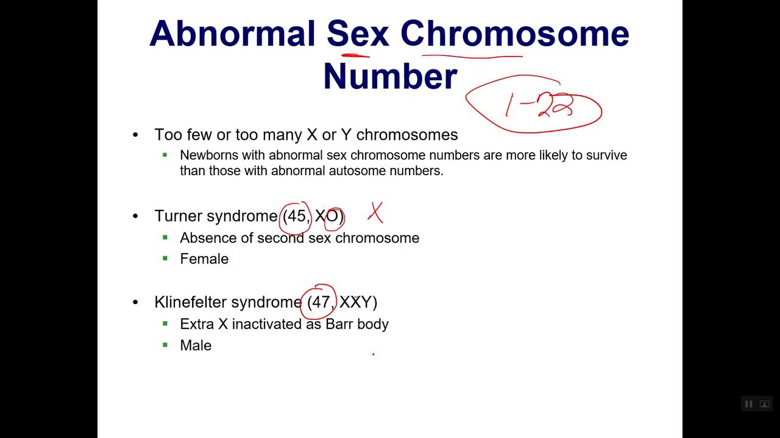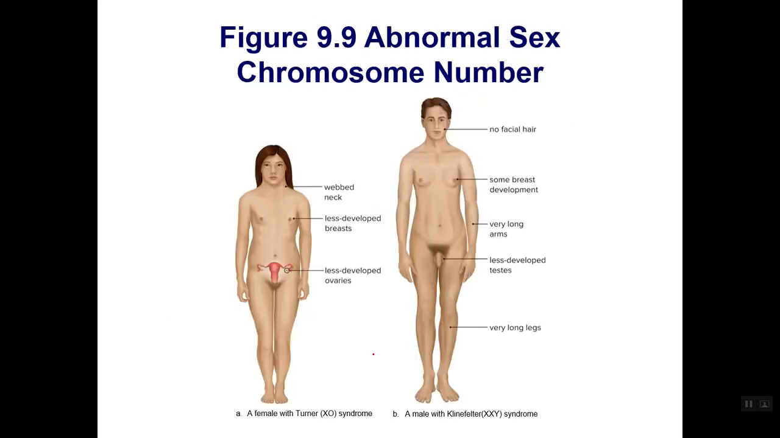but there's still going to be side effects despite the fact that it is inactivated. So these 2 pictures show you the 2 examples that I've listed of these abnormal sex chromosome number disorders. The one on the left is a female that has Turner syndrome, and on the right we have a male with Klinefelter syndrome. Some telltale signs of a female with Turner syndrome is obviously the absence of a Y chromosome, but in addition to that, they typically have a webbed neck. So you can see it has a lot more tissue here than what a normal individual would have.